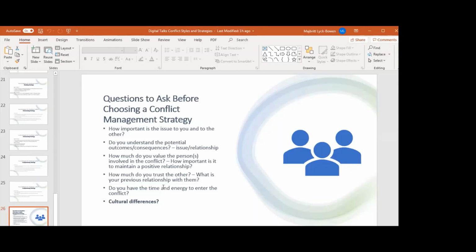How much do you trust them? What is the previous relationship you've had with them? If you've had a long-standing relationship with them, you know a bit more about where they're coming from, and you can adjust your style accordingly. Also, it's really important that you think about what time and energy you actually have to enter a particular conflict. Especially if you are in a group where there's quite often conflict, you might want to choose your battles. You might want to think, is this really worth fighting for?